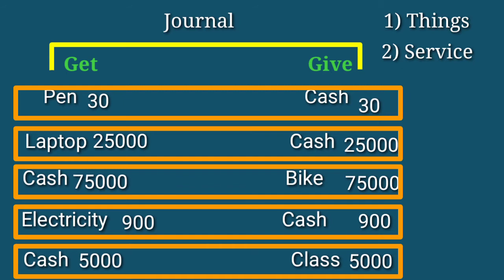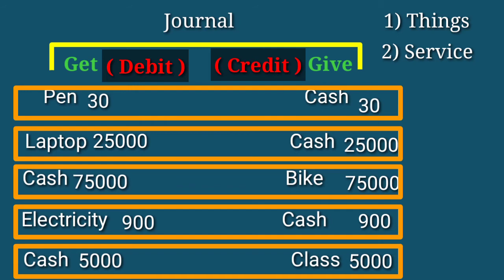Now, I will explain the debit and credit. Whatever you are getting, that you should debit. And whatever you are giving, that you should credit. This is simple. That means anything you are getting, that you should debit, and anything you are giving, that you should credit.